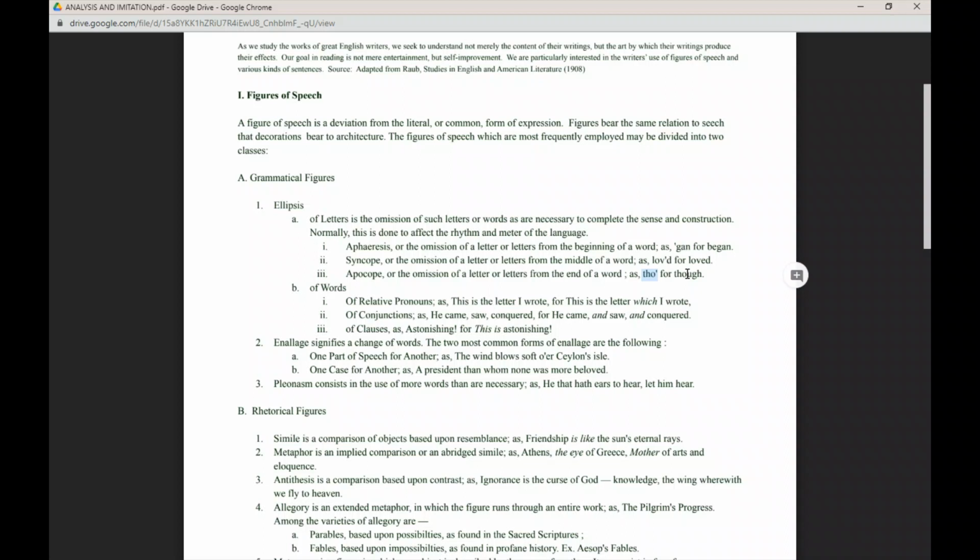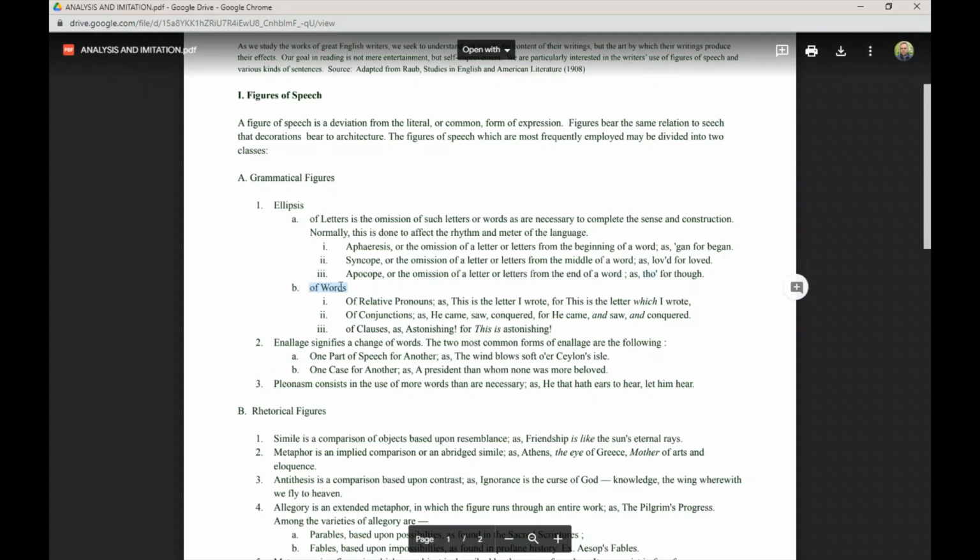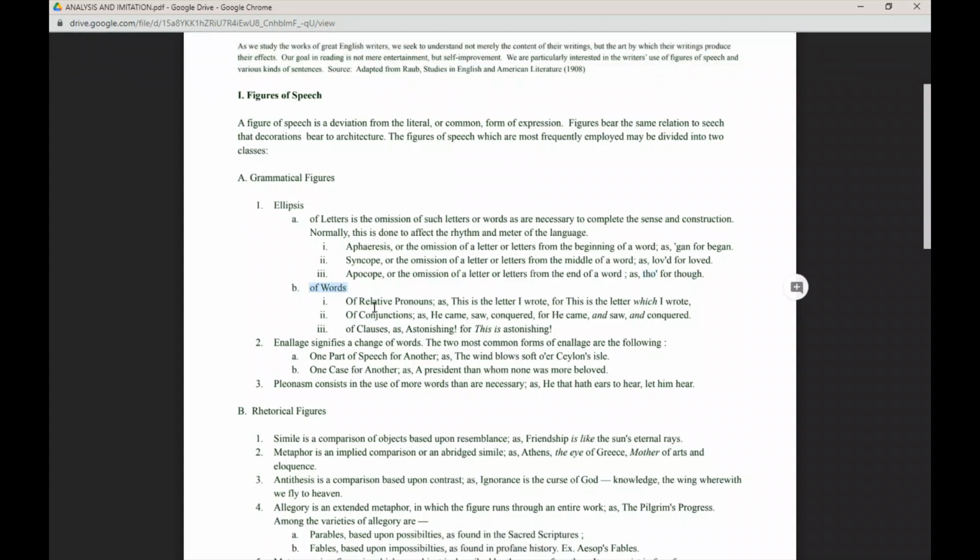Ellipsis just means the omission of letters from words, and it can happen at the beginning of a word, in the middle of a word, or at the end of a word. So it's really not that complicated. But that's ellipsis, ellipsis of letters. And then secondly, ellipsis of words in part B here. Ellipsis of words. And we can use ellipsis or find ellipsis where different parts of speech have been omitted for some rhetorical effect. We can find relative pronouns left out.